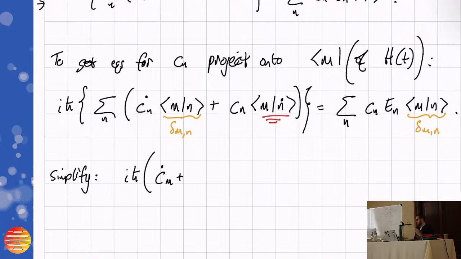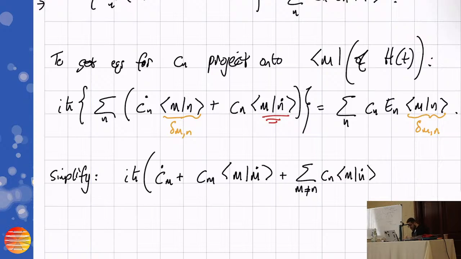So let me just write that down explicitly here. I have my term Cm dot from the first. I extract the m equals n value of the sum for the second term, so I'll have a Cm ⟨m|m dot⟩. And then what I have left over is the sum over m not equal to n of Cn ⟨m|n dot⟩.